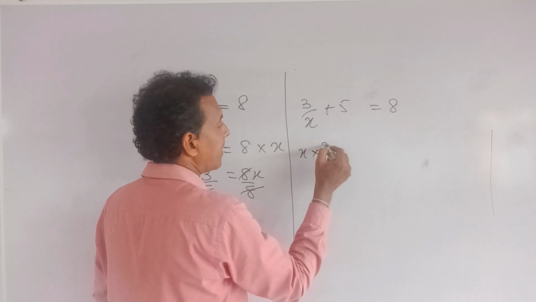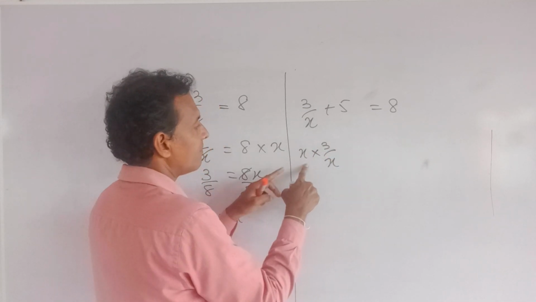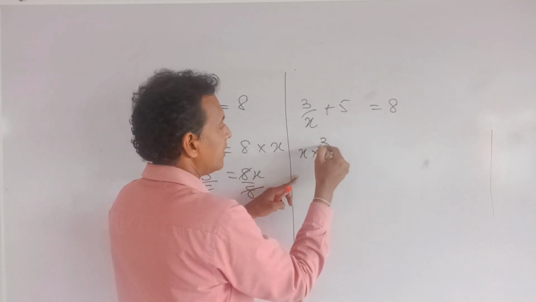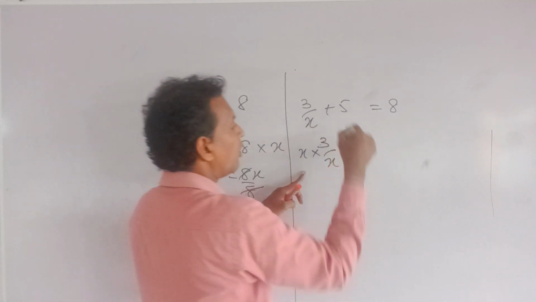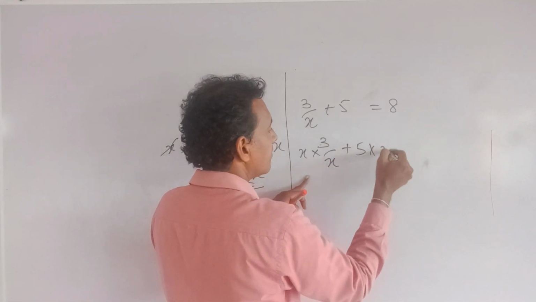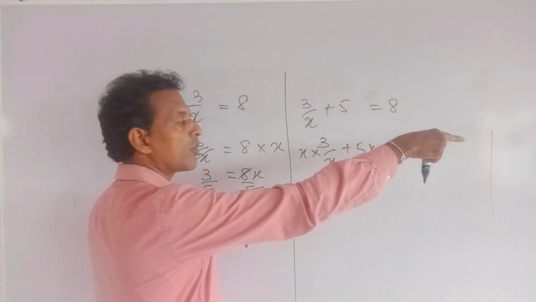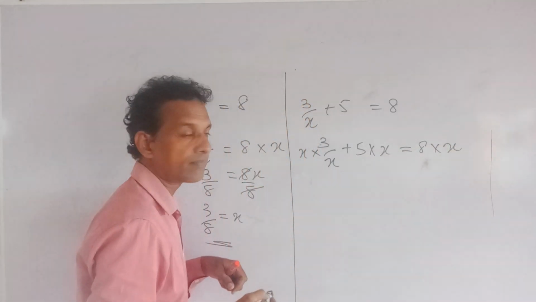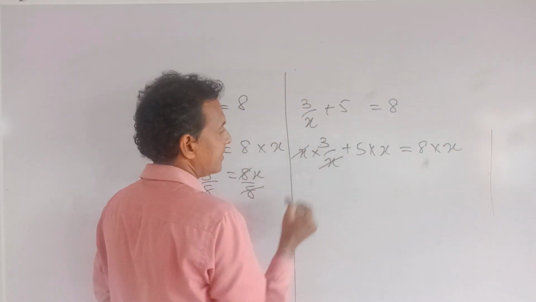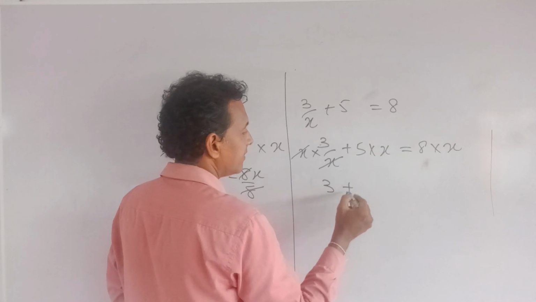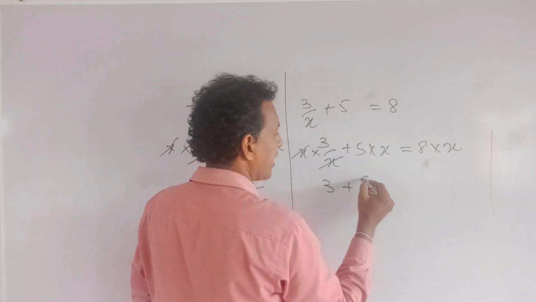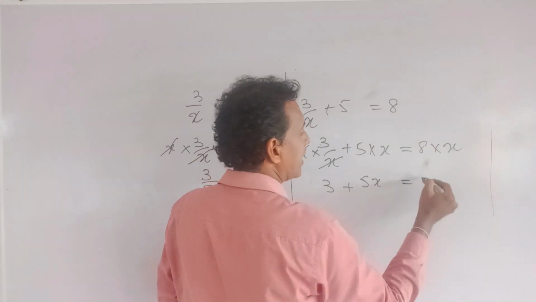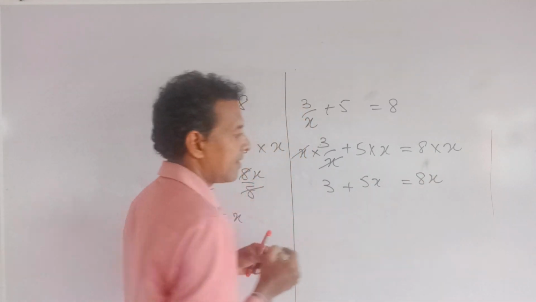On this side I multiply 3 over x by x, plus this also multiplied by x. The other side also multiplied by x. All the terms by the unknown. This gets cancelled. We have 3 here. 5 multiplied by x is 5x. 8 multiplied by x is 8x.